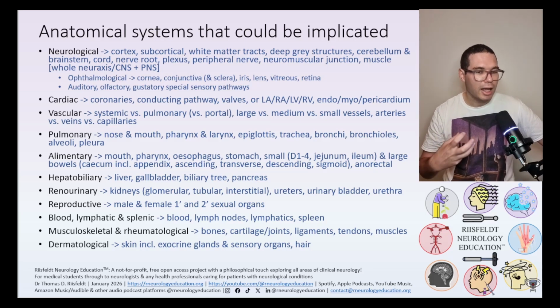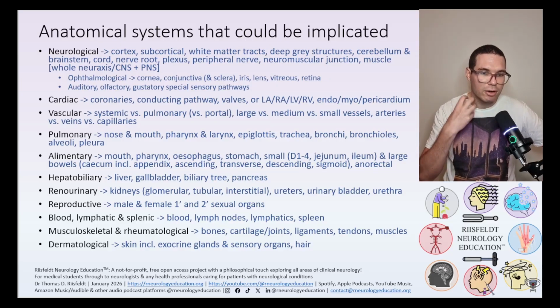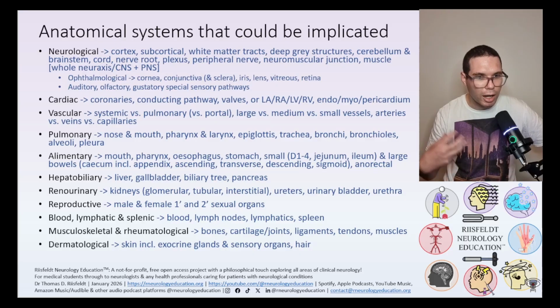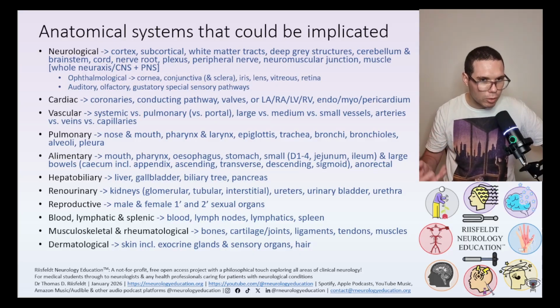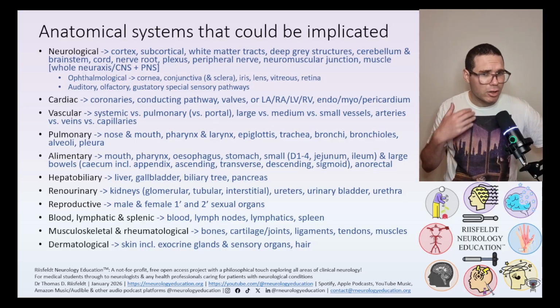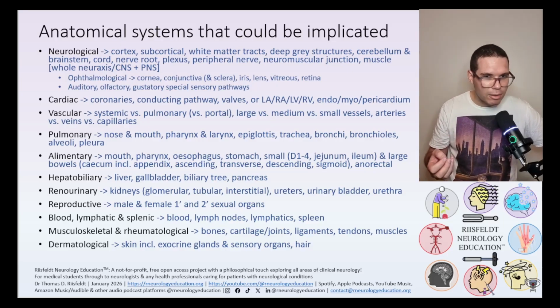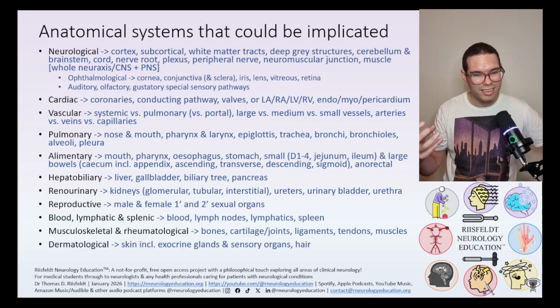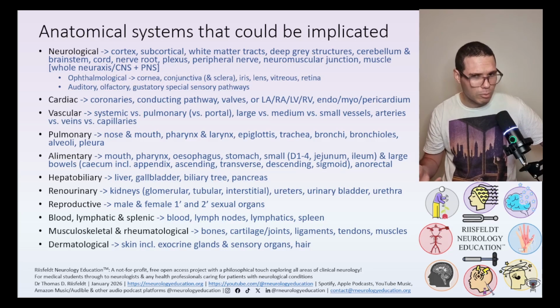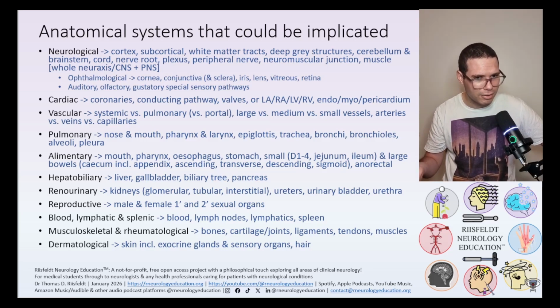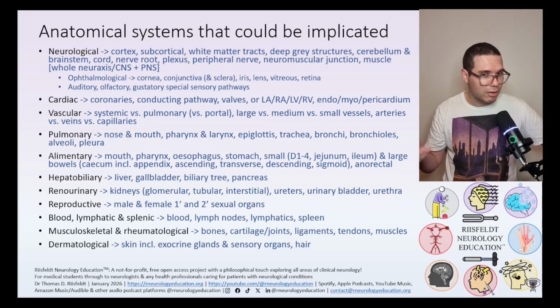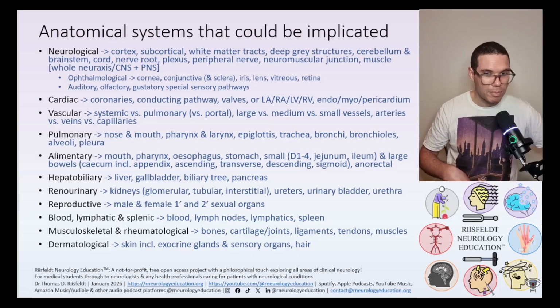For pulmonary, anatomically, you've got your nose and mouth, your pharynx and larynx, your epiglottis, your trachea, bronchi, bronchioles, alveoli, pleura. For alimentary, you've got your mouth, pharynx, esophagus, stomach, your duodenum, so D1 through 4, jejunum and ileum, so the small bowel, then your large bowel, so your cecum, and we'll throw the appendix in there, the ascending, transverse, and descending colon and sigmoid colon, and then the rectum and anus. For hepatobiliary, you've got your liver, your gallbladder, your biliary tree, and your pancreas.